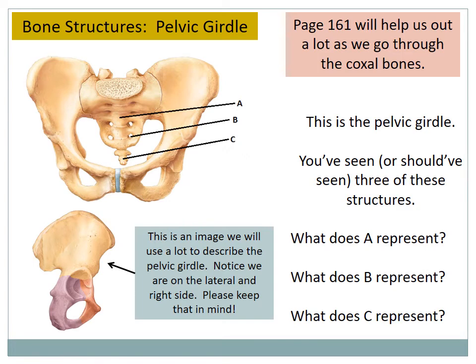Alrighty, so we're going to look at page 161. This is very helpful as we go through the coxal bones, or coxal bones as we call them. Are they coxal or coxal? I say coxal. You say coxal? Okay. So coxal bones. Potato, potato. Okay. This is our pelvic girdle over here to the right that is labeled A, B, and C.